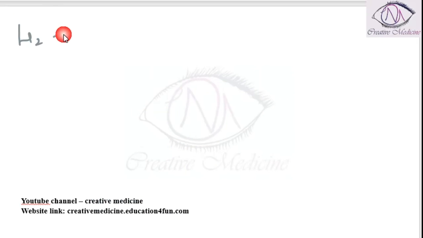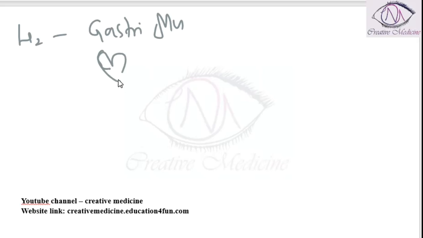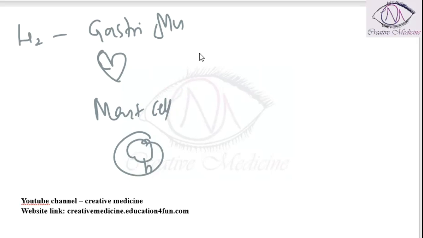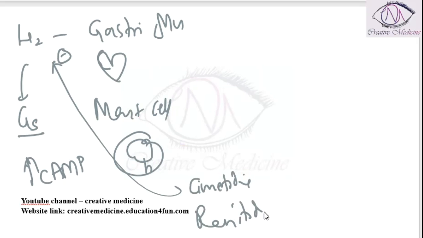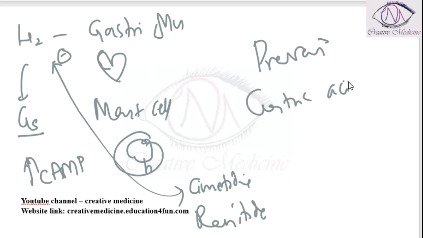Then H2. H2 is present in gastric mucosa, cardiac muscle, mast cells and it is also present in the brain. This H2 is a Gs type of G protein coupled receptor which increases the cyclic AMP. H2 is blocked by drugs like cimetidine and ranitidine. The H2 receptor blockade will prevent gastric acid secretion.